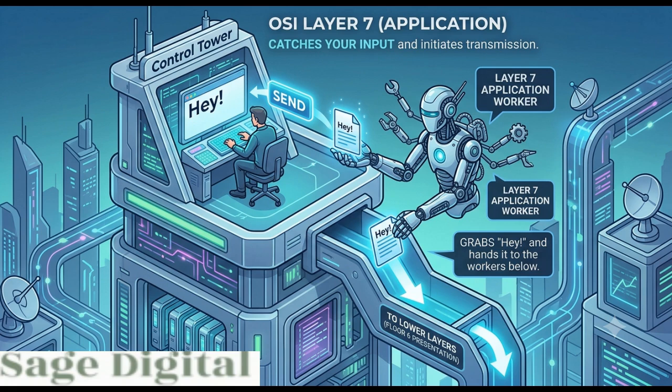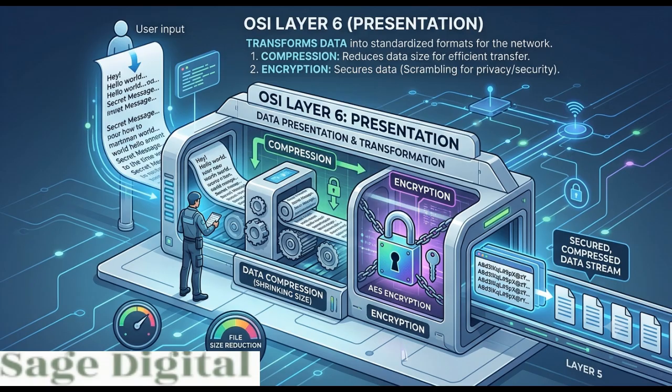Floor 6, the presentation layer, the translator. Computers speak different languages and security matters. Floor 6 ensures your data is in a format everyone can understand. The job is it handles encryption and compression. It turns your typed text into a clean, standardized stream of data.